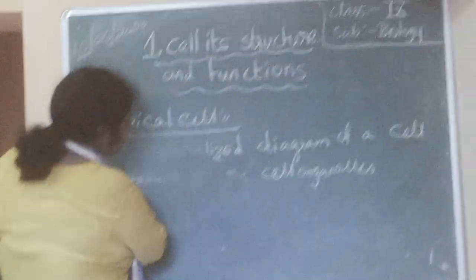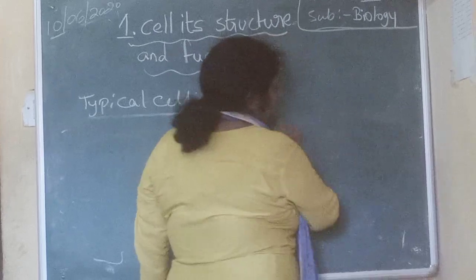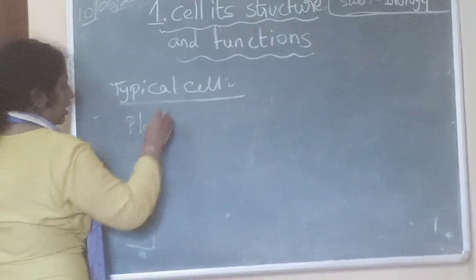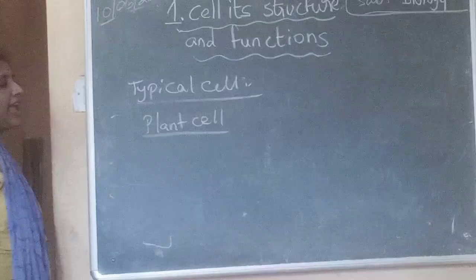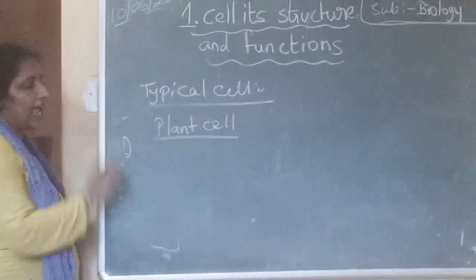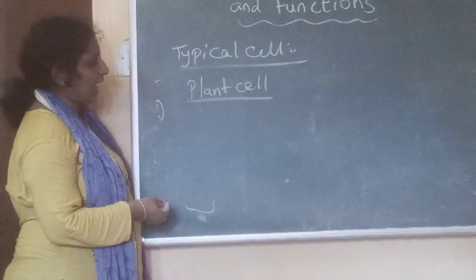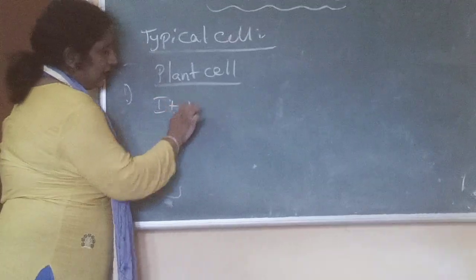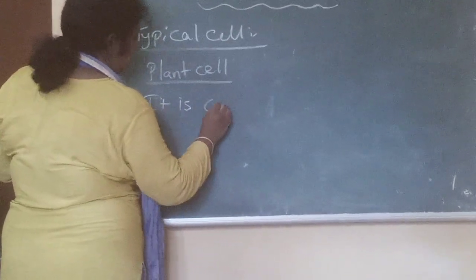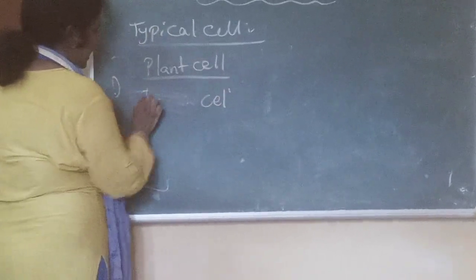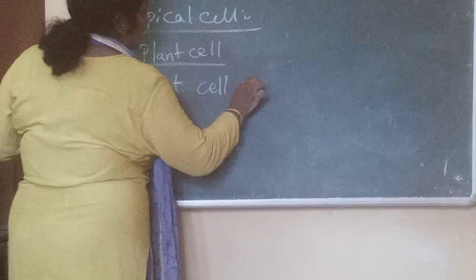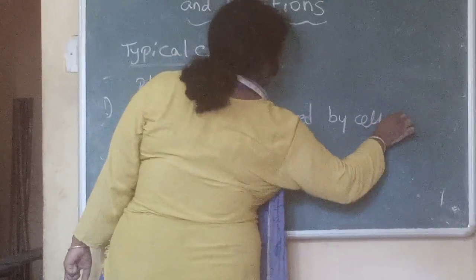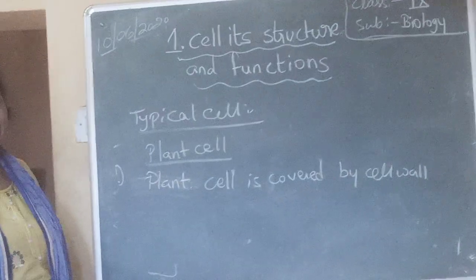Okay. Now coming to the plant cell and animal cell. First we will discuss the plant cell. What is a plant cell? A plant cell is a normal cell which is present in a plant. The plant cell is covered by a cell wall. This is a very important point to remember. Plant cells have a cell wall.